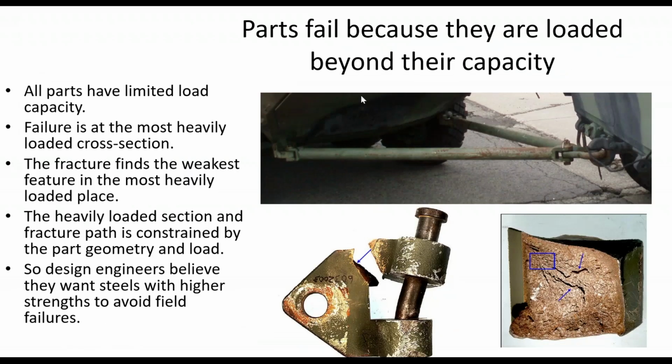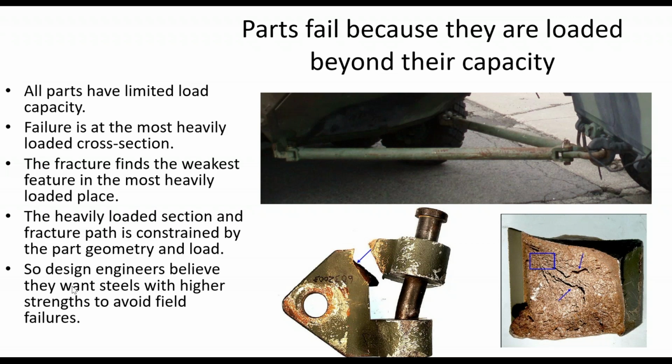Parts fail because they're loaded beyond their capacity. Failures are at the most heavily loaded cross-section. They find the weakest feature, porosity or inclusions. The failure path is constrained by the geometry, so it always looks not ductile. And because of this, if you ask a design engineer which property of the steel they want improved, they will say they want higher strength.